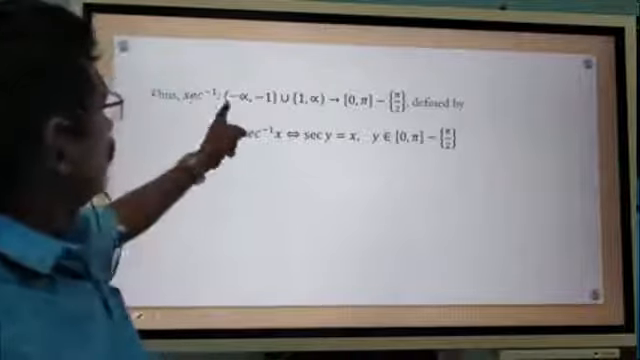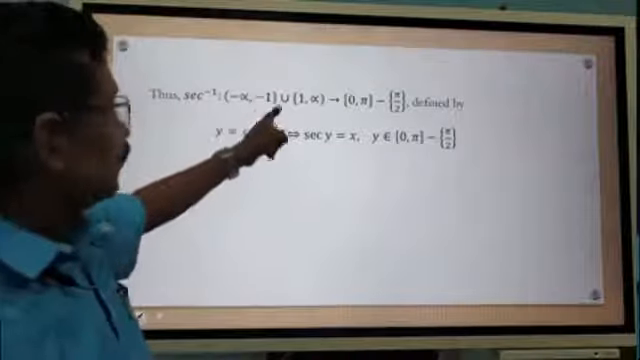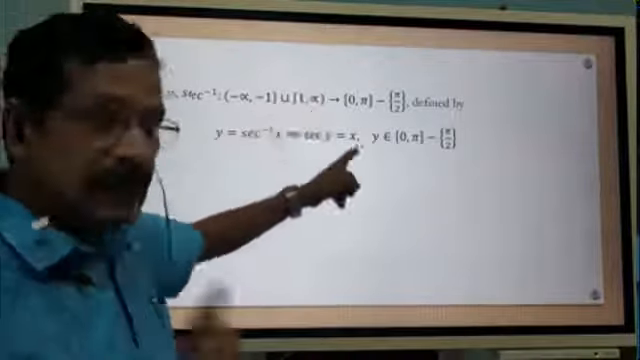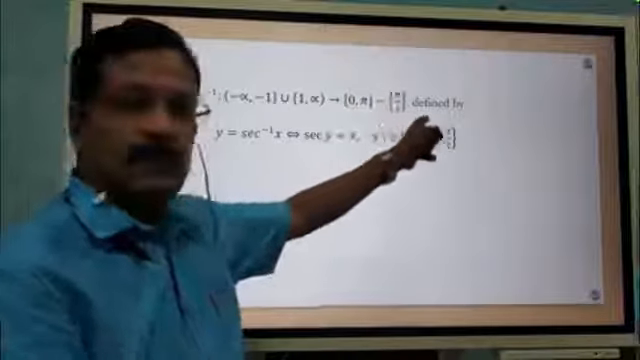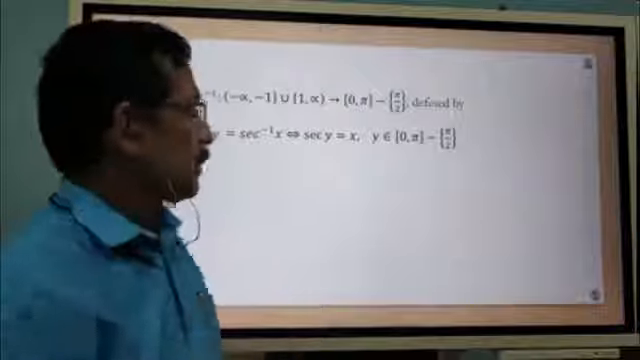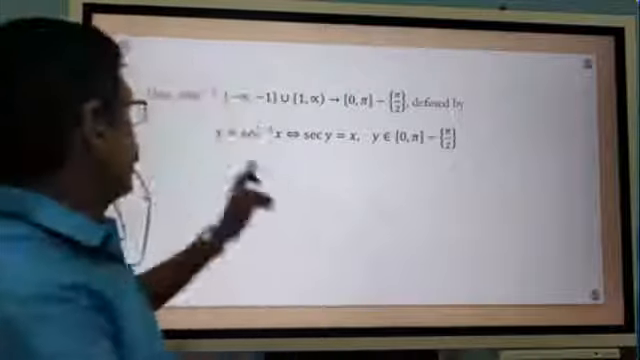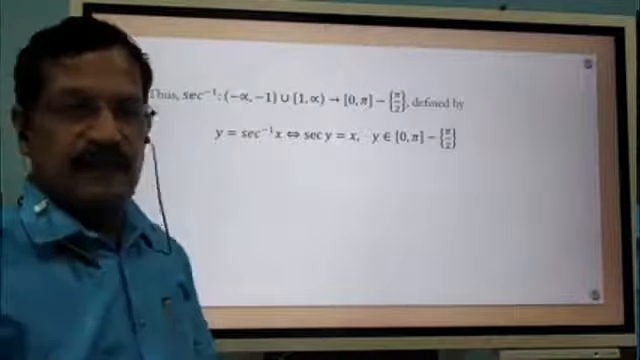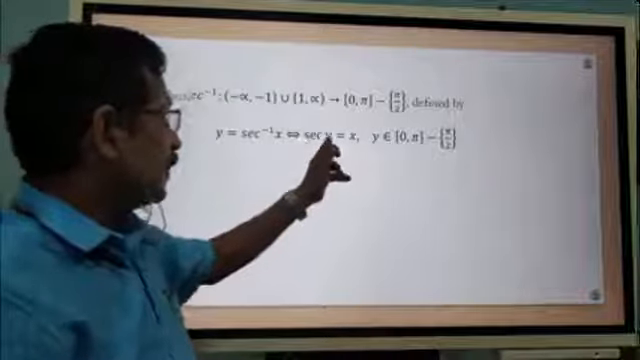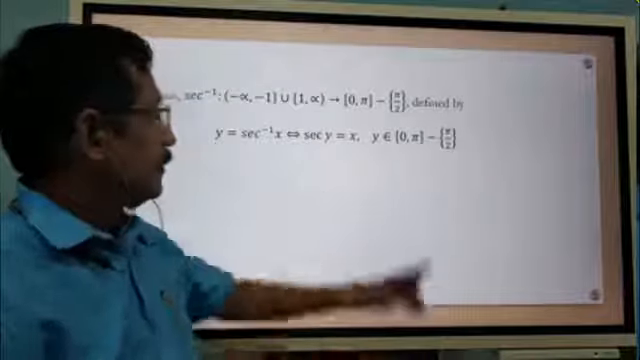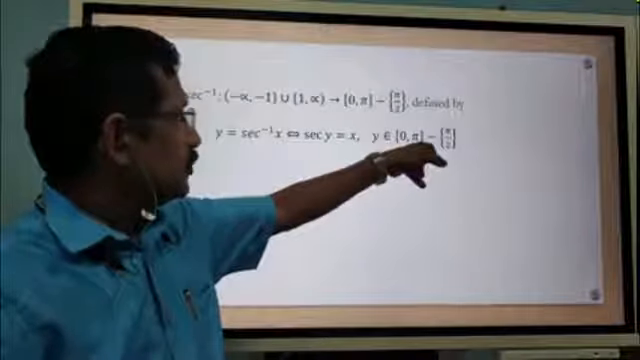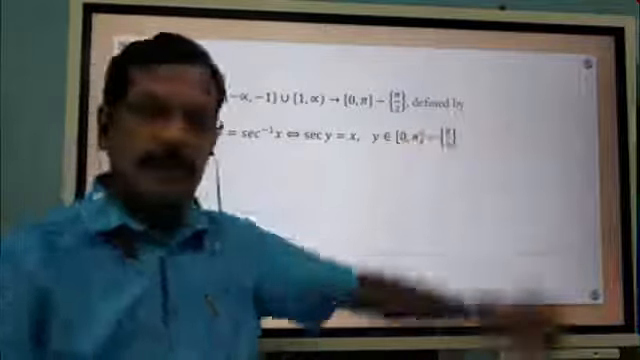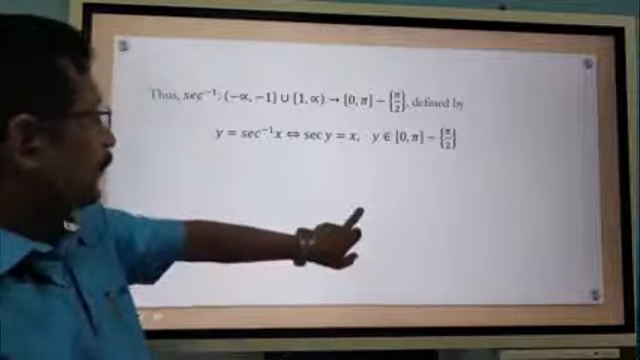So secant inverse is from (minus infinity, minus 1] union [1, infinity) to the closed interval [0, pi] minus the singleton set {pi by 2}, defined by y equals secant inverse of x implies and is implied by sec y equals x. Now y is an element of the range here, so [0, pi] minus the singleton set {pi by 2}.